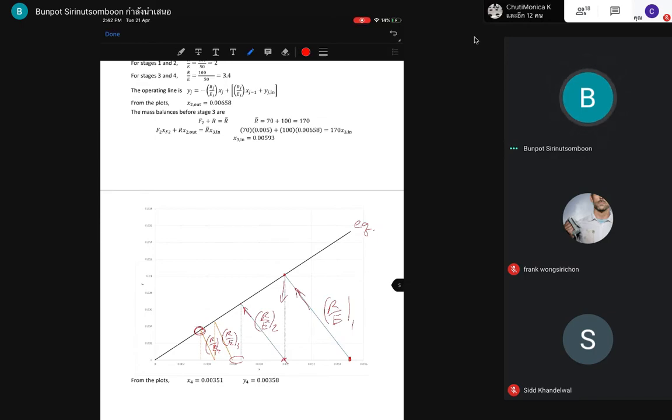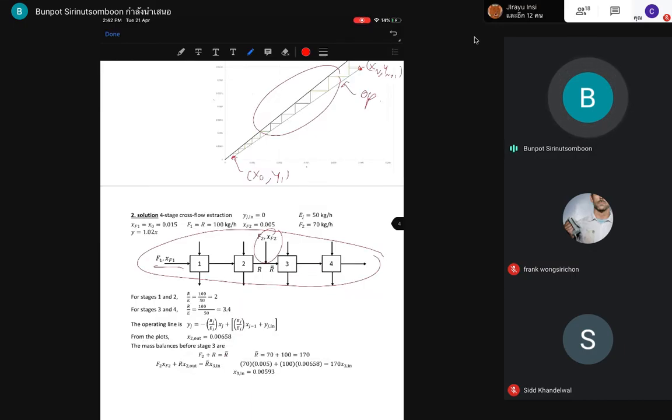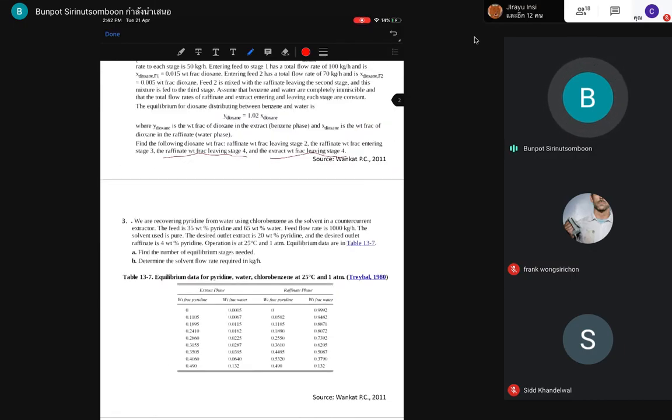And finally, the last problem. This one is probably one of the most difficult things to understand in our class: dealing with the partially miscible system, when you have three compounds that are in equilibrium with each other. Before, we said that the diluent and the solvent don't interact with each other. They don't dissolve. They are totally immiscible to each other.